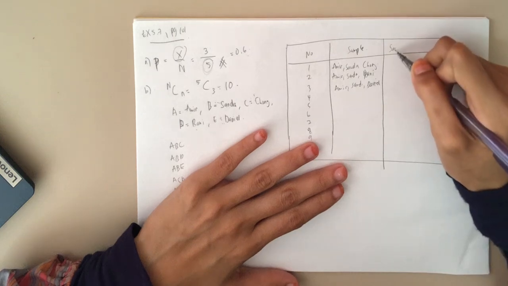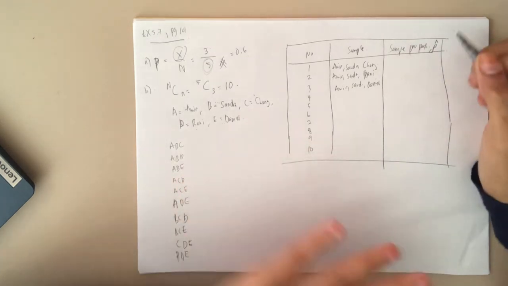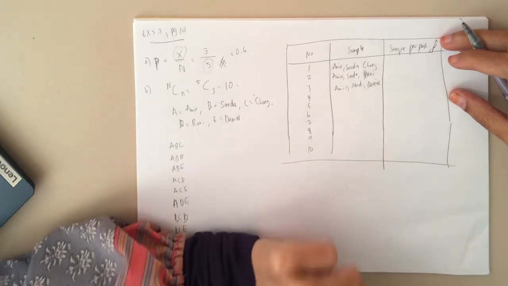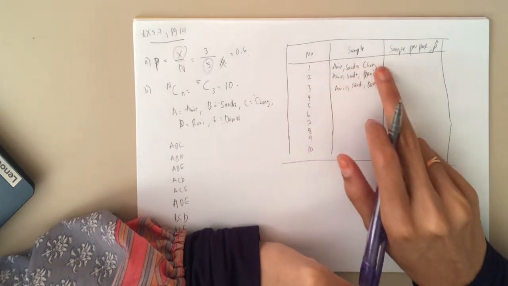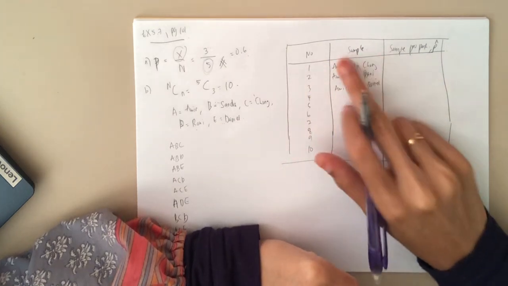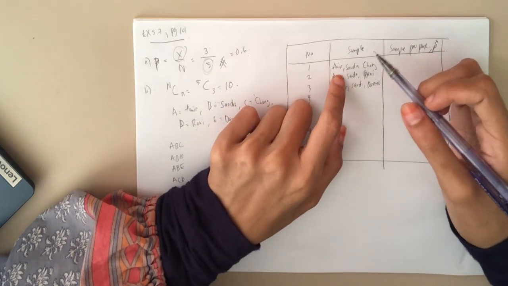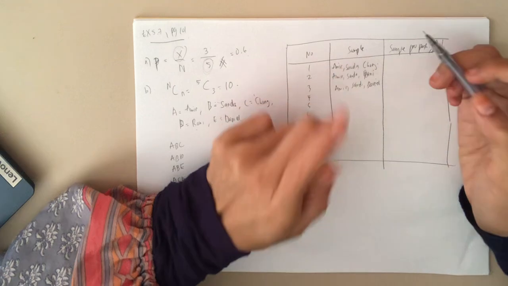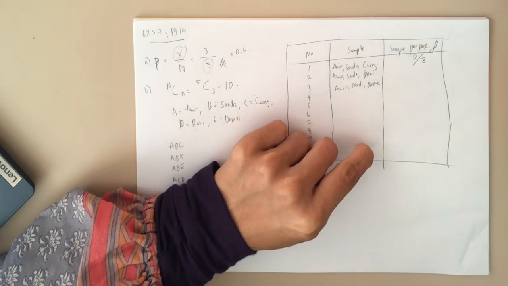Then this one is the sample proportion, P-hat. Our sample proportion is for finding the part-time students. For example, we do it for sample 1, Amir, Sandra, Chong. Among these 3, which students are part-time? Amir is a part-time student. Sandra is a part-time. How about Chong? Chong is not part-time. So there are 2 part-time students here, so 2/3. This is how we find the proportion.